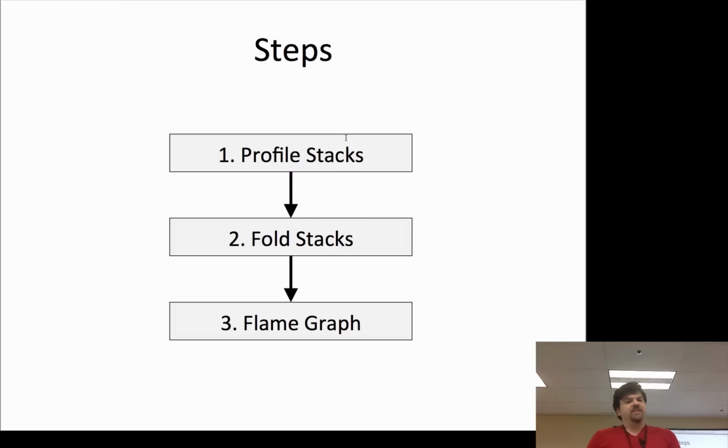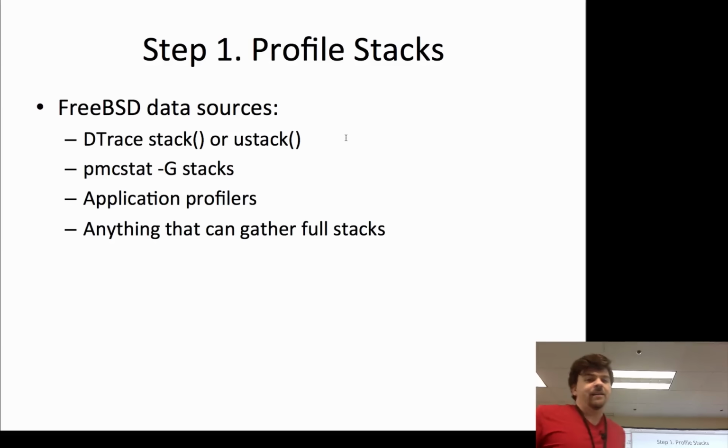So the three steps, pretty simple. Profile the stacks using whatever, say dtrace or PMC stat, fold them into that standard format, and then the FlameGraph. As I mentioned, with dtrace you can use stack for the kernel and ustack for user. With PMC stat, whatever you do with PMC stat, you can use -G to do it in the callgraph format. But you can also use application profilers. Anything that generates a full stack can be turned into a FlameGraph.